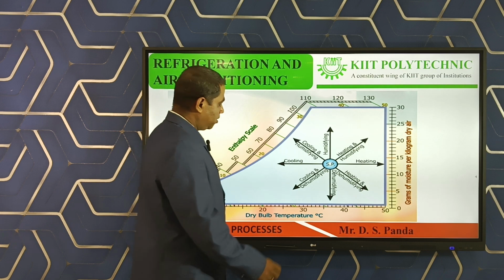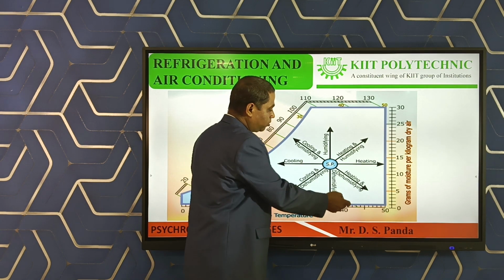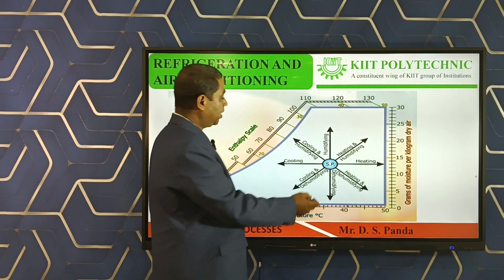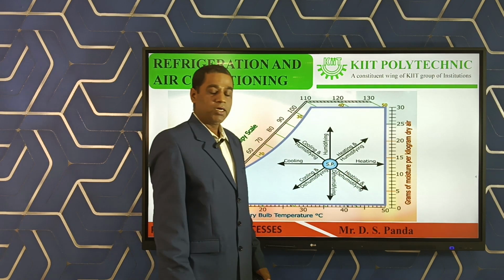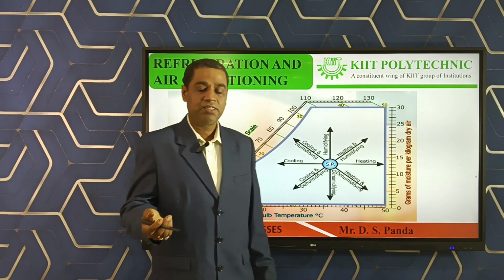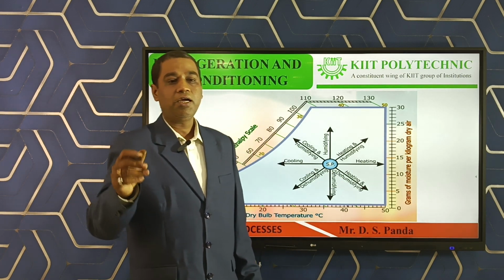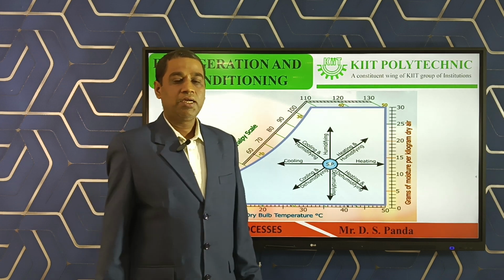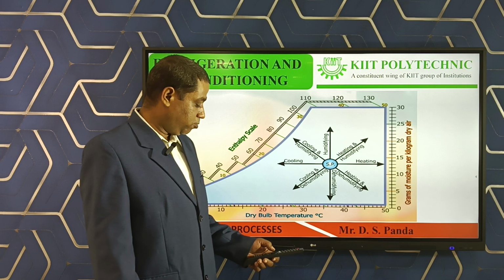And towards southeast, it is heating and dehumidification. As the dry bulb temperature increases, that means heating, and the humidity decreases, that's why it is heating and dehumidification.